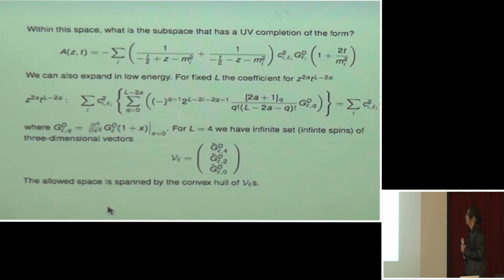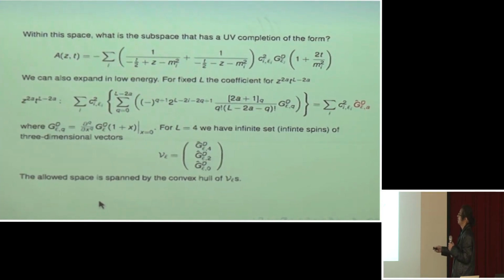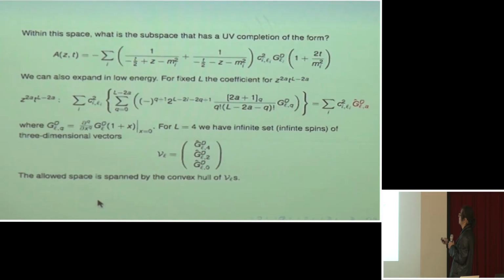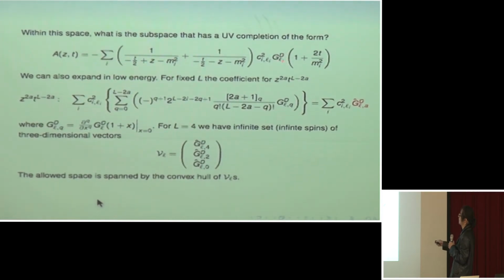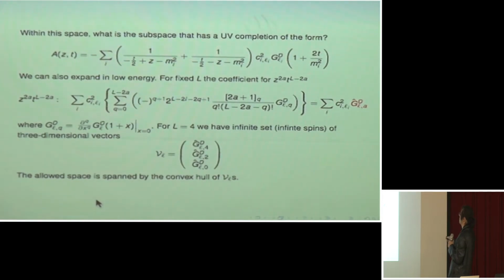Good, so what can we say? Well, we already know that you have a representation that takes this form, so obviously what you can do is just expand this in terms of polynomials in t and z. This is for a particular spin here. This L is a particular spin. So for each particular spin, you can just expand this polynomial out.